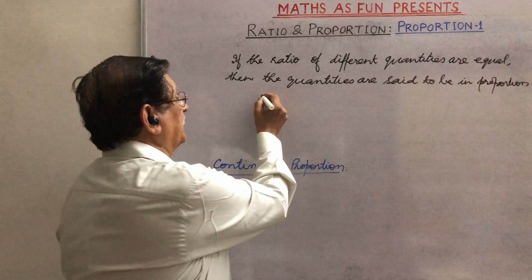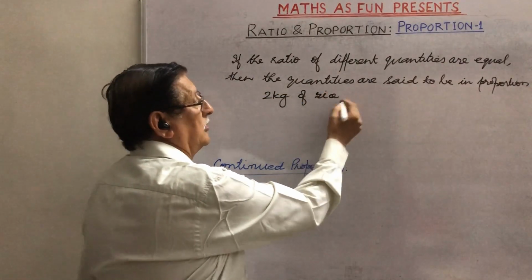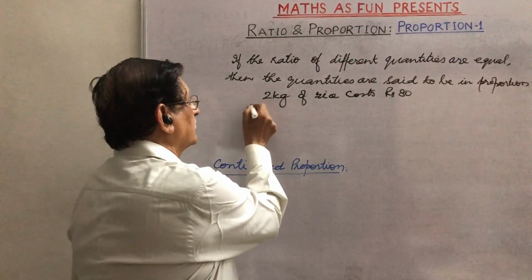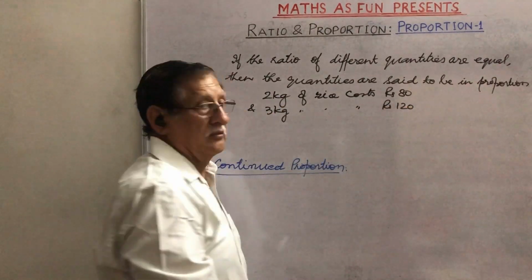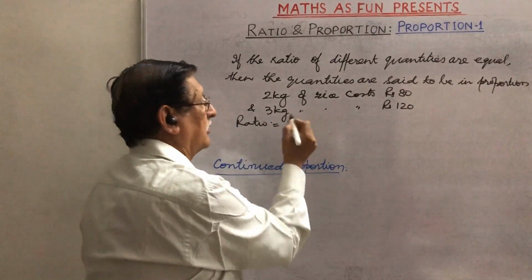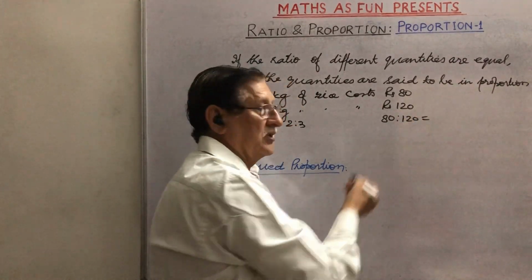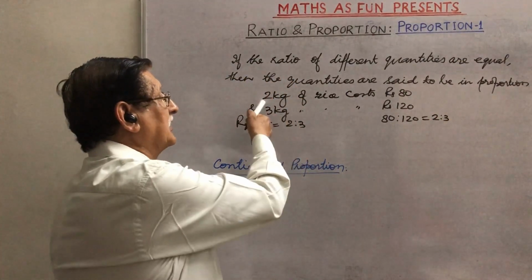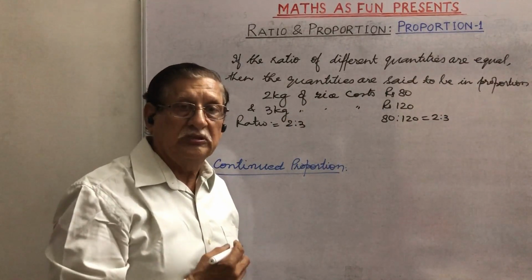For example, suppose 2 kilogram of rice costs rupees 80 and 3 kilogram of rice costs rupees 120. Then the ratio here is 2:3, and here it is 80:120, which in the simplest form is also 2:3. So we can say that the weight of rice and their price are in proportion to each other.